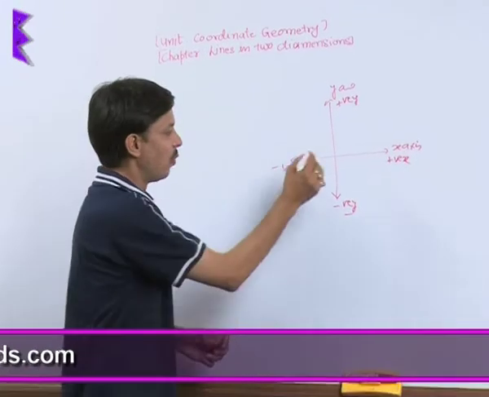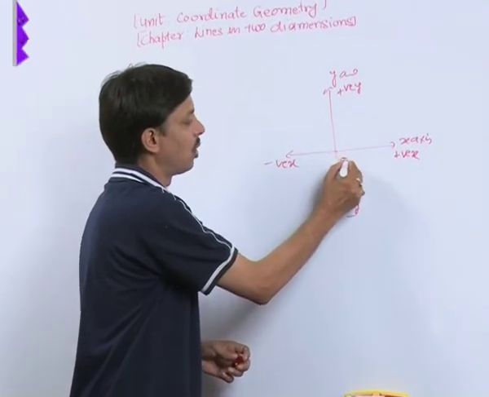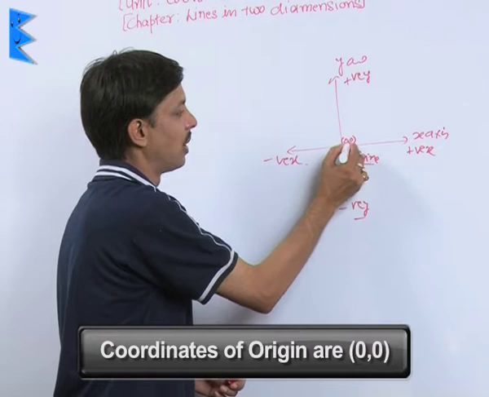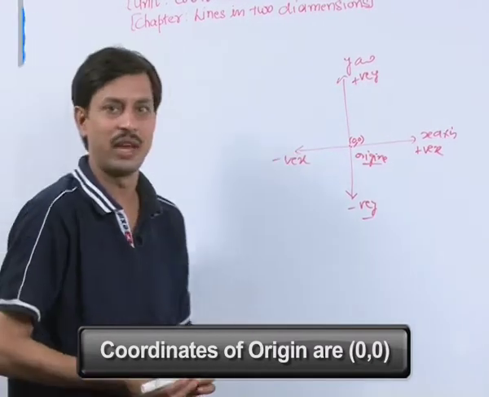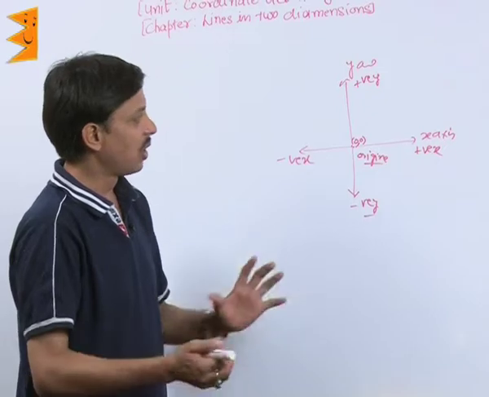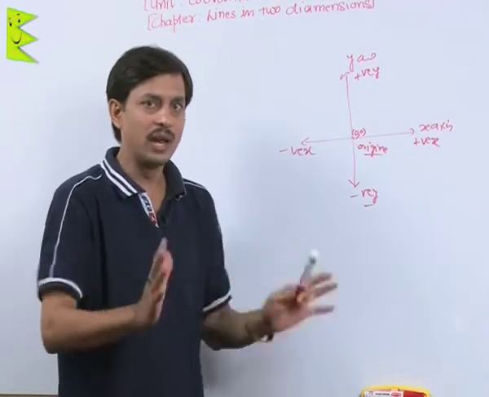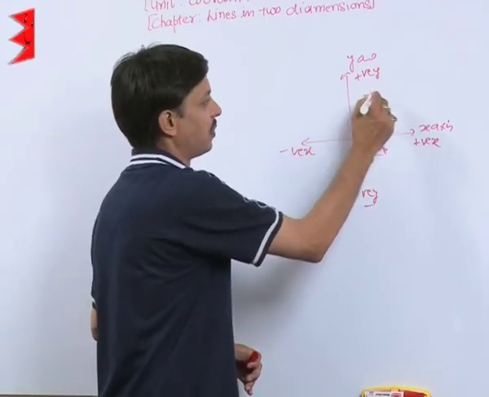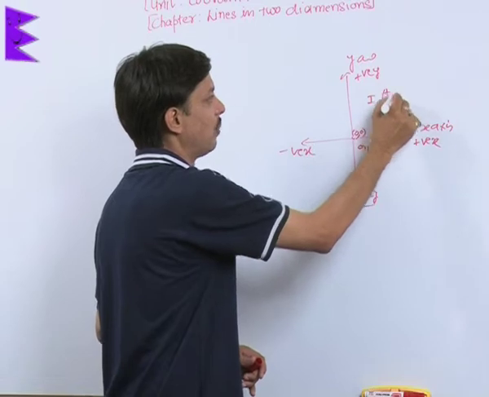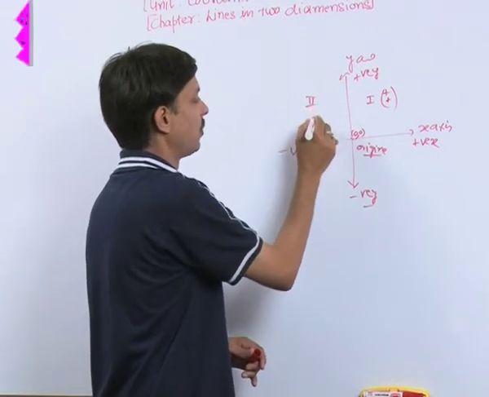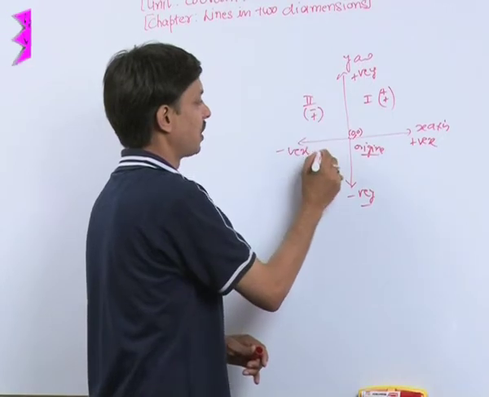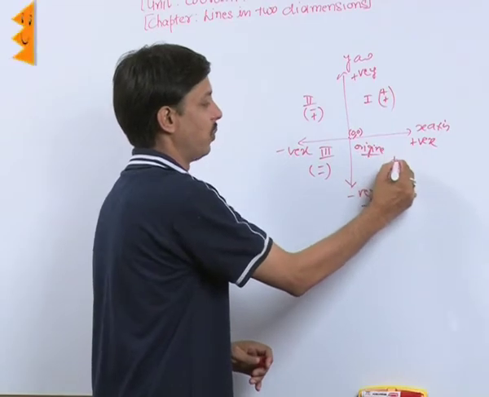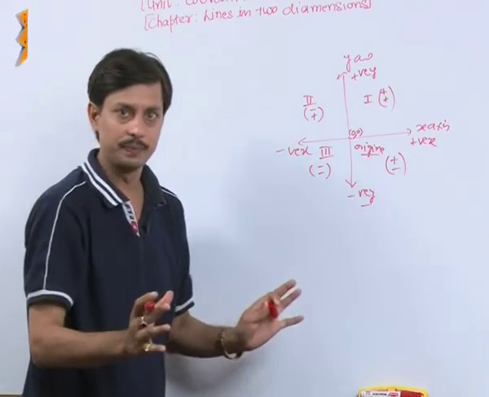The point where these two intersect is known as the origin, and the coordinates of the origin are 0, 0. That is the point of intersection of the x-axis and y-axis. When a plane is separated into 4 identical parts, each part is known as a quadrant. This is the first quadrant where x and y both are positive. This is the second quadrant where x is negative and y is positive. This is the third quadrant where x is negative and y is negative. This is the fourth quadrant where x is positive and y is negative.